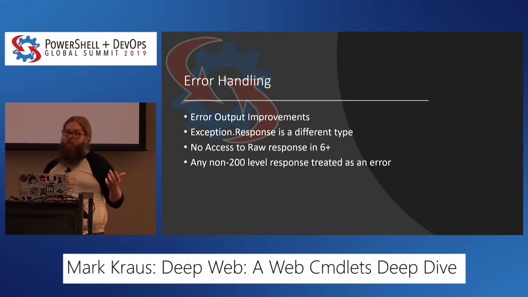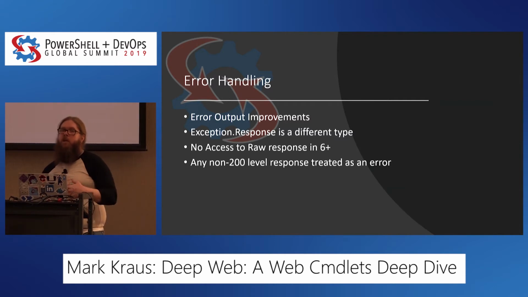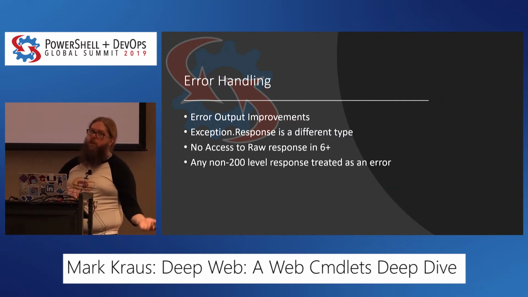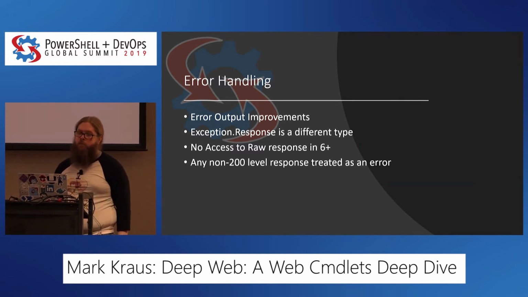The exception response is just like the base response, so that's what gets returned from the .NET API. And again, we're using HTTP client now instead of WebRequests, so they return different types, which means things are completely different. There's no access to the raw response in 6+. So right now, there are several open issues where it's like, I'm going out to this API, I'm getting an error, but I need to parse the body.